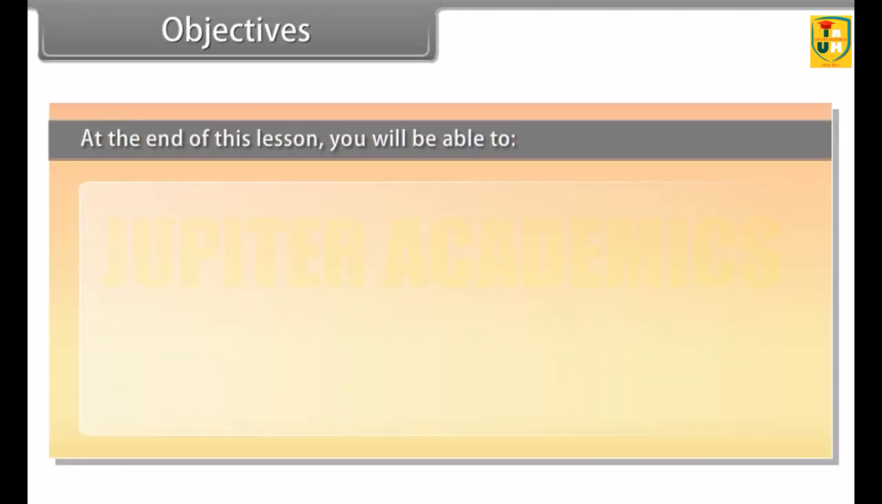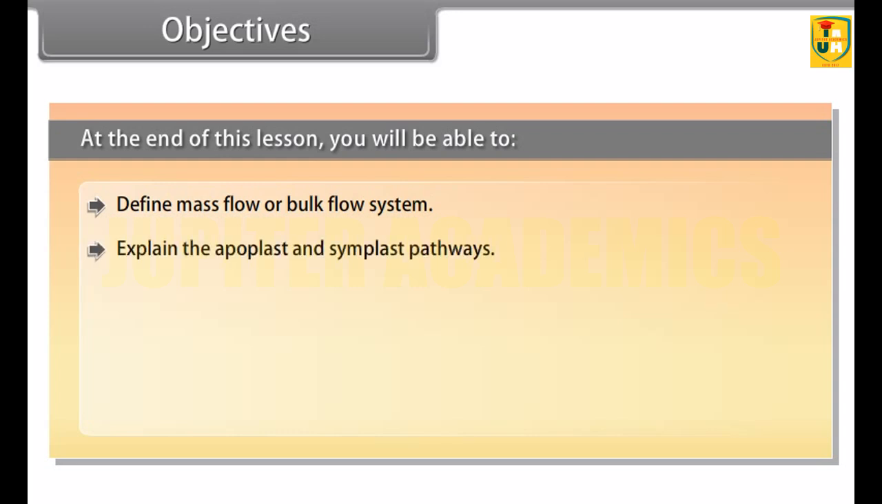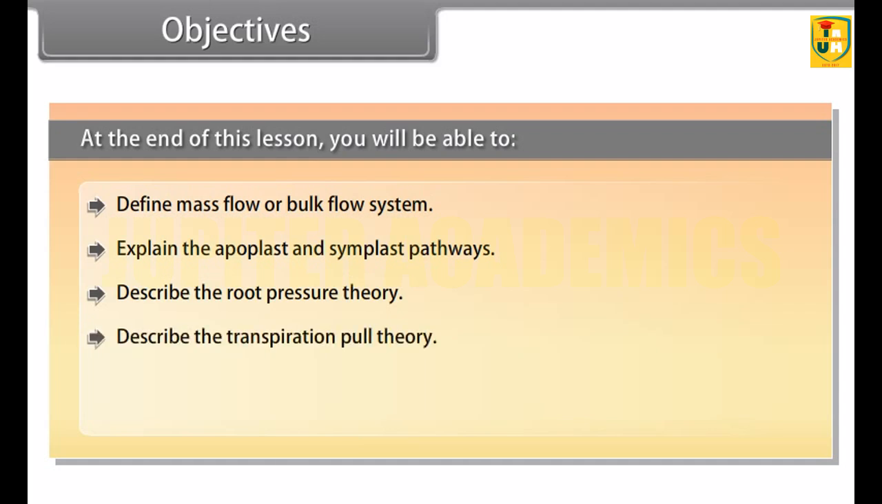Objectives. At the end of this lesson, you will be able to define mass flow or bulk flow system, explain the apoplast and symplast pathways, describe the root pressure theory, describe the transpiration pull theory, explain the transpiration process, long-distance transport of water.